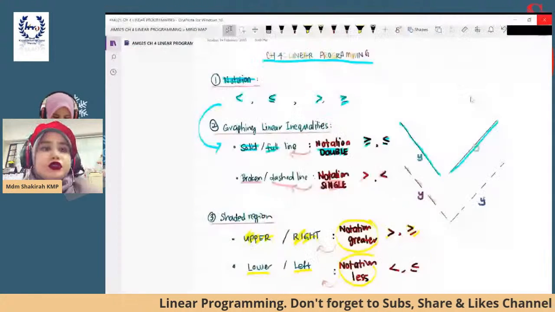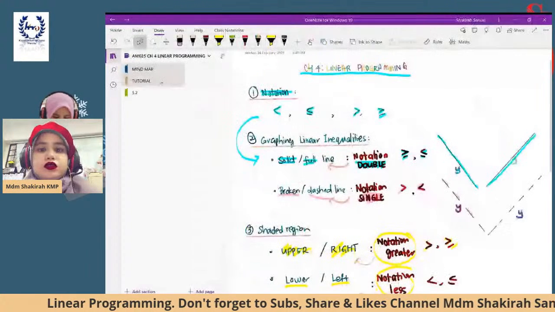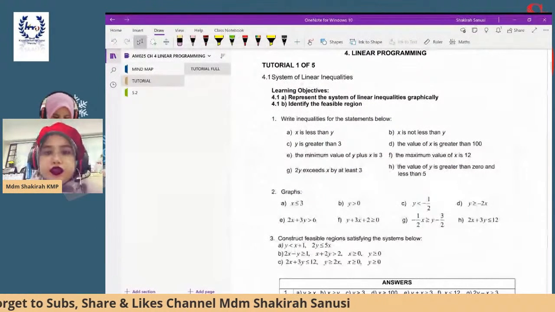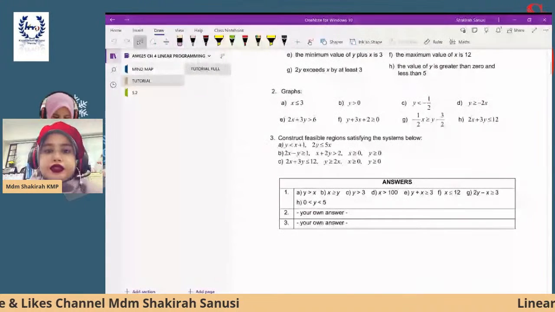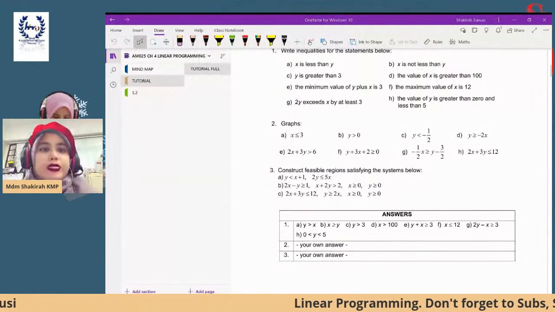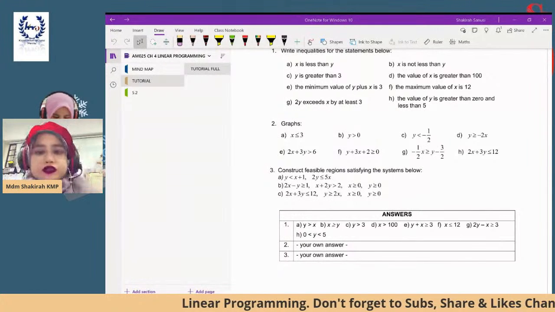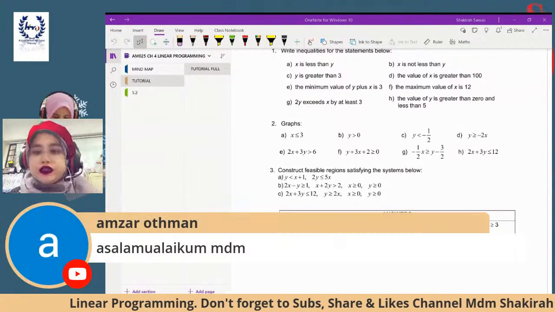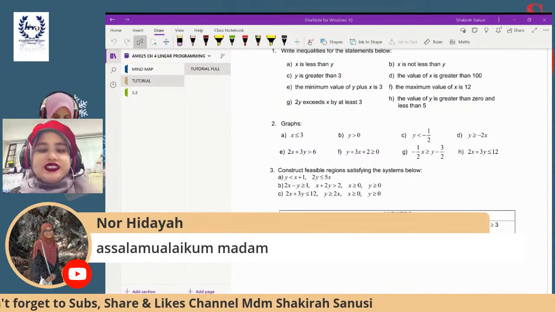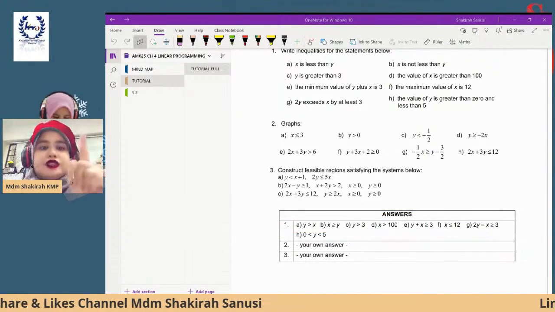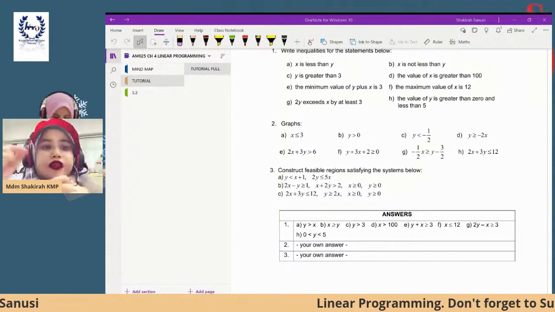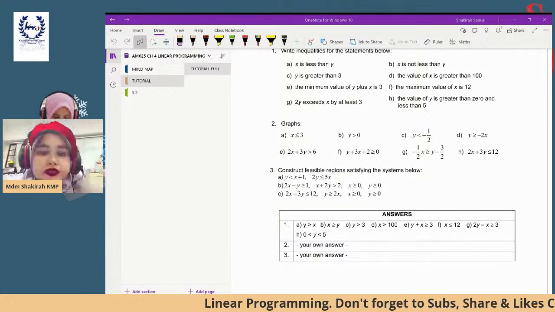Let's look at our tutorial questions. Let's go through tutorial 1, your statement and graph. Now I would like to go through your solutions. Welcome Amza, Alif, Faizul. Please open your tutorial books, take your red pen, and correct whatever is wrong.